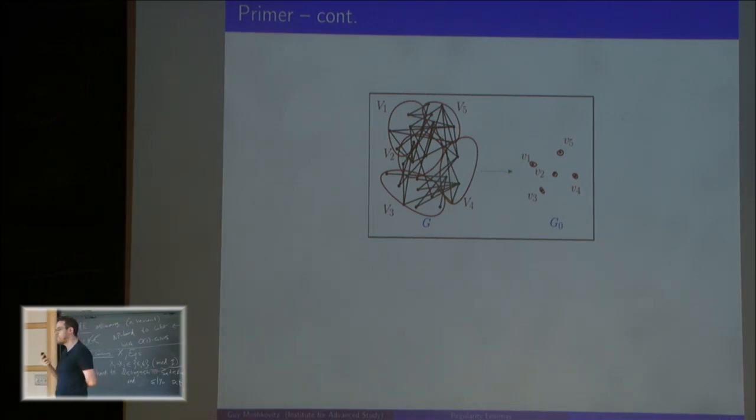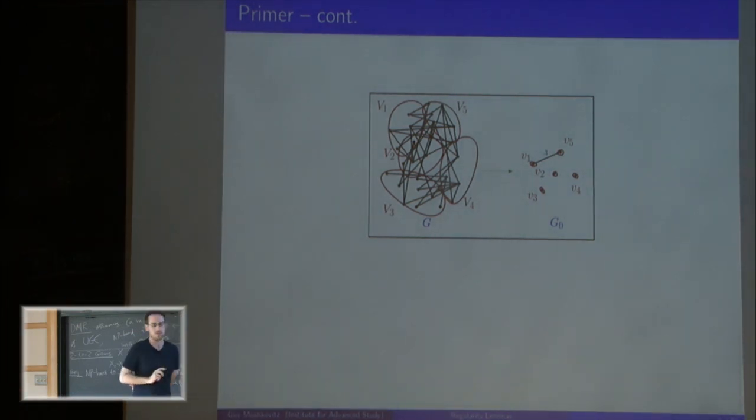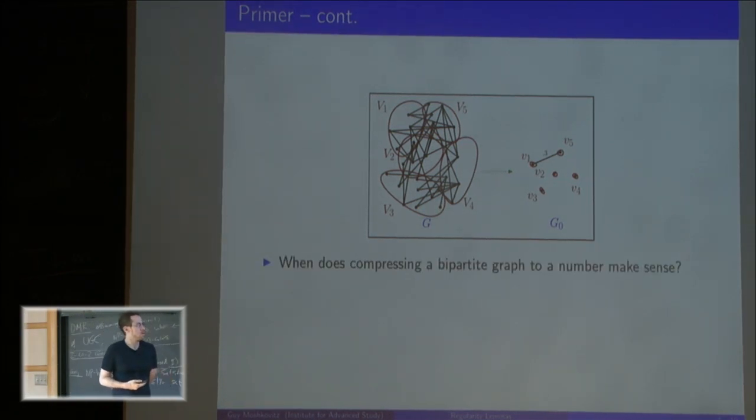The density is simply the normalized number of edges there. So that's the number of edges between V1 and V5 divided by the maximum possible number of edges, which is the size of V1 times the size of V5. And in the compressed graph, I would write 0.3 on the edge connecting V1 and V5. So eventually the compressed graph would be a weighted graph on just 5 vertices. And so the question is, when does compressing a whole bipartite graph into a single number make sense?